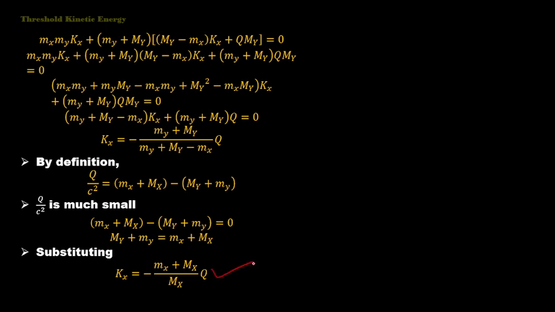This equation represents the minimum kinetic energy of the projectile required to initiate the nuclear reaction, and this is called threshold kinetic energy. We thus have a formula for threshold kinetic energy of projectile. We stop here. Thank you.